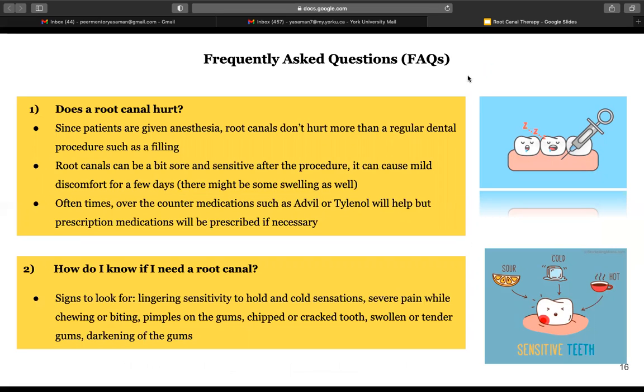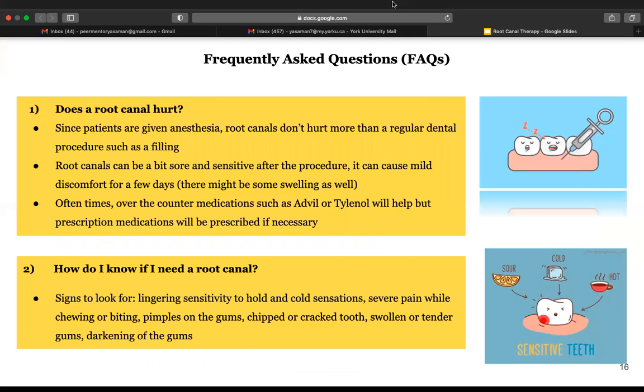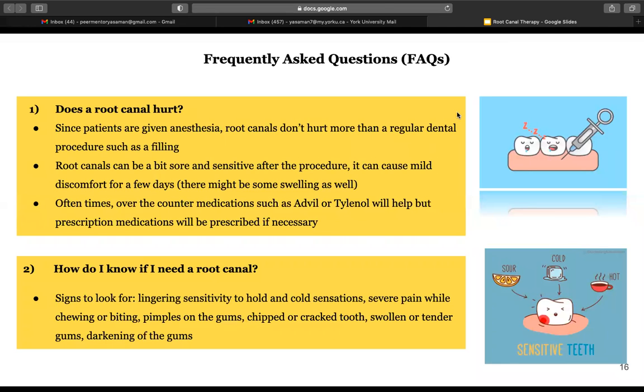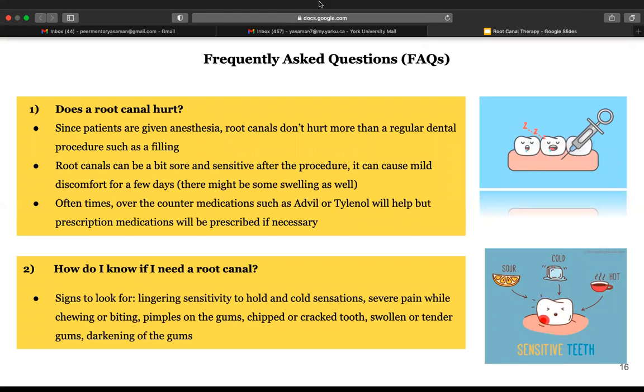Okay, and now we're almost done with our presentation. Last thing we need to talk about are the frequently asked questions. So the first one usually is, does the root canal hurt? No, it does not. Since patients are given anesthesia, root canals don't really hurt more than any regular dental procedure that you might go in for, such as getting a filling.